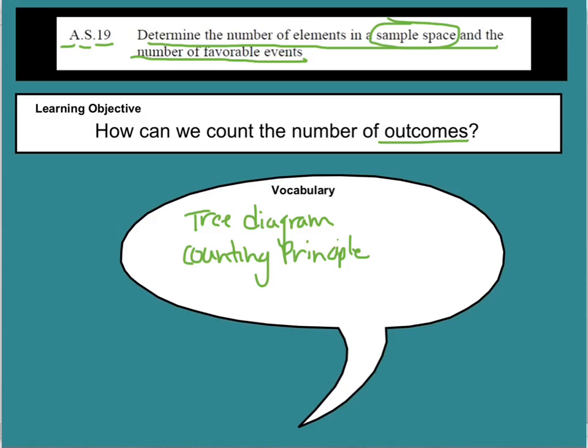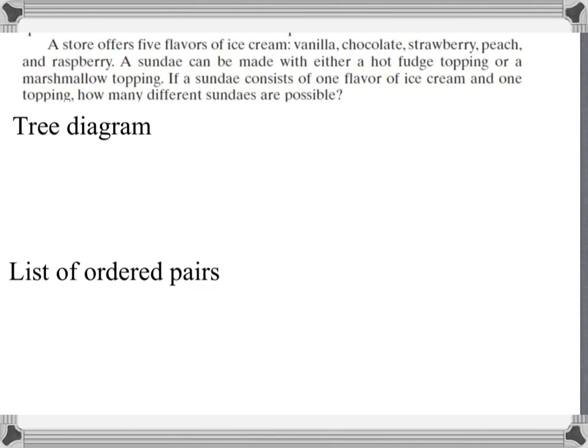Okay, so our vocabulary today is tree diagram and counting principle. Now let's say that we have a situation where a store offers 5 flavors of ice cream: vanilla, chocolate, strawberry, peach, and raspberry. A sundae can be made up of either a hot fudge topping or marshmallow topping. If a sundae consists of 1 flavor of ice cream and 1 topping, how many different sundaes are possible?